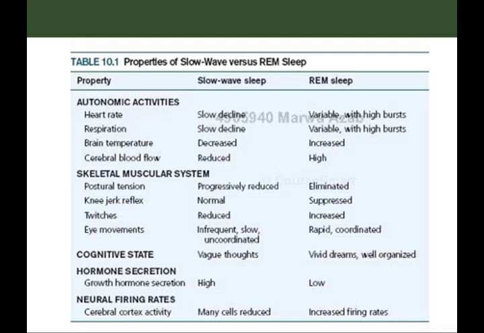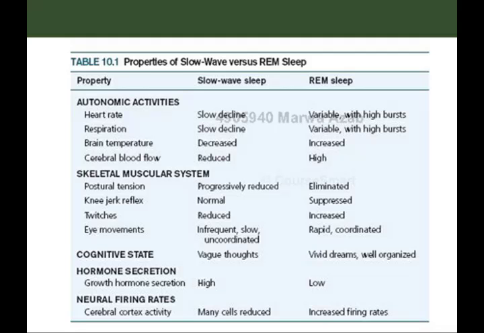Okay, so let's contrast, and this is an extremely important table, so when you're studying this in the PowerPoints, you really need to know this. Slow wave sleep versus REM sleep. So your autonomic nervous system activity: for slow wave, the heart rate slows down, you breathe slower, your brain temperature decreases, and that's why when you're going to sleep at the beginning of the night, you want to be covered. You feel your temperature actually decreases. Your blood flow to the brain also is reduced, as opposed to REM sleep, where your heart rate will fluctuate.